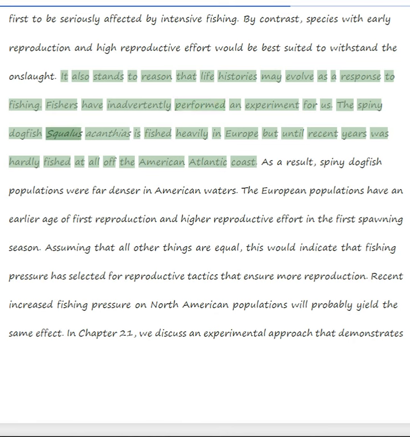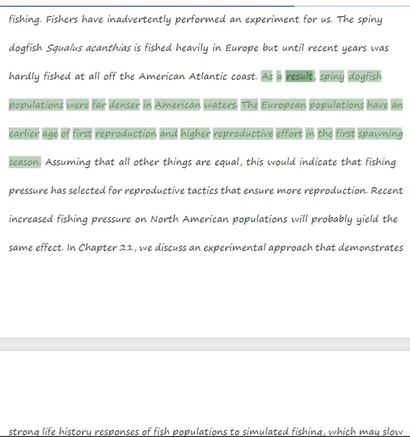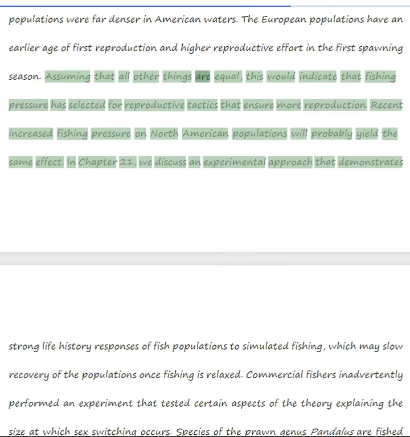The spiny dogfish Squalus acanthias is fished heavily in Europe but until recent years was hardly fished at all off the American Atlantic coast. As a result, spiny dogfish populations were far denser in American waters. The European populations have an earlier age of first reproduction and higher reproductive effort in the first spawning season. Assuming that all other things are equal, this would indicate that fishing pressure has selected for reproductive tactics that ensure more reproduction.